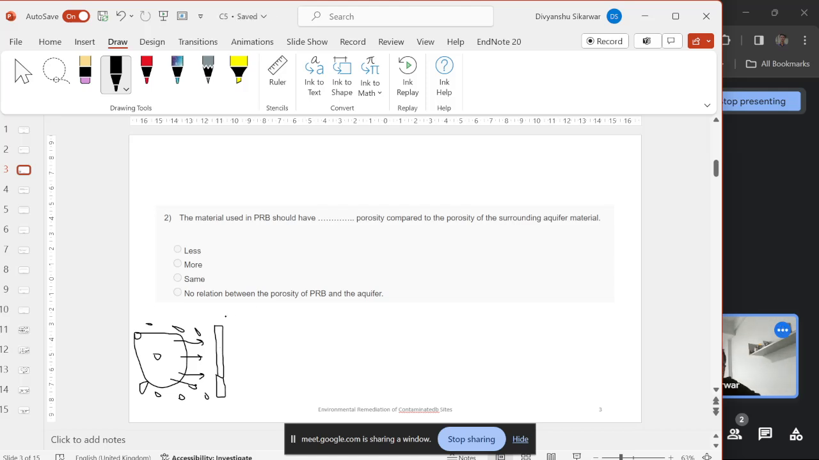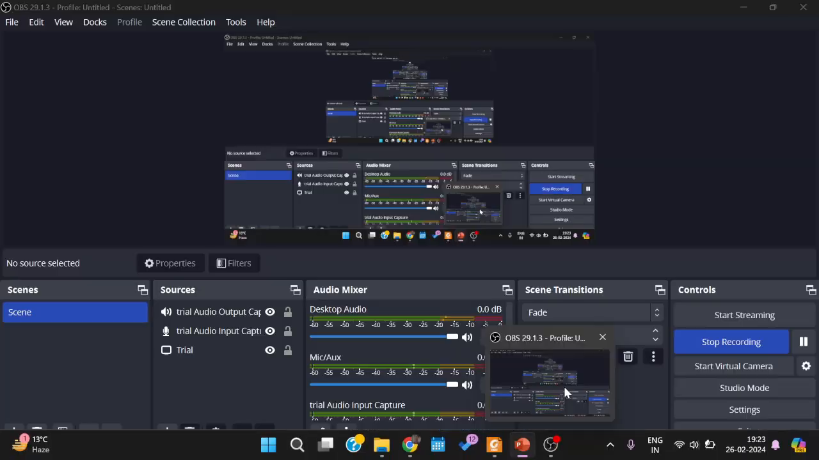So that the PRB does what it's supposed to do. In this scenario, should the porosity of PRB be less, more, or the same, or is there no relation between the porosity of PRB and the soil?